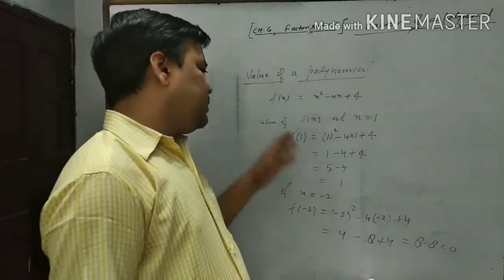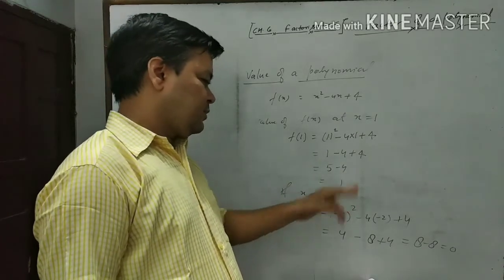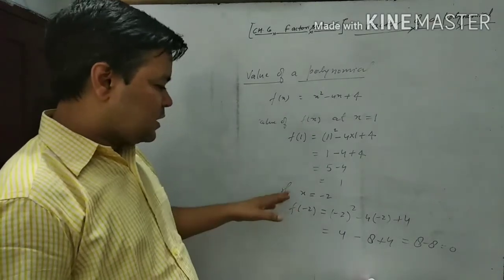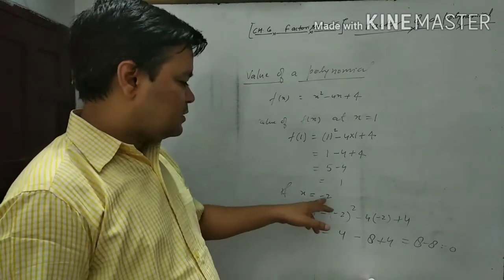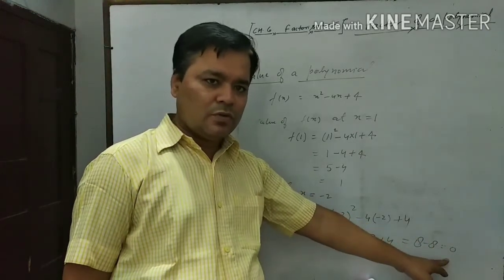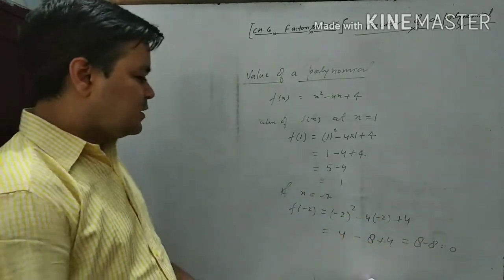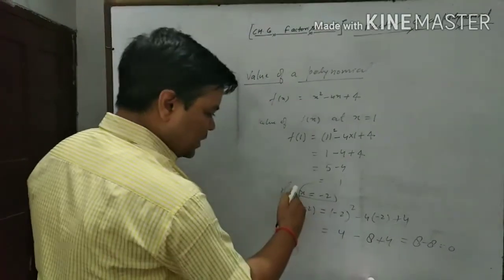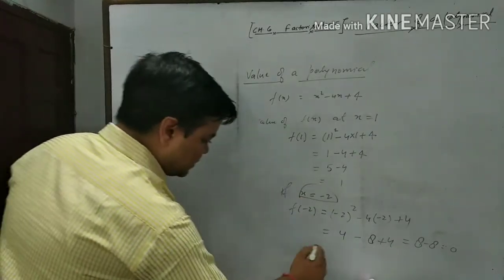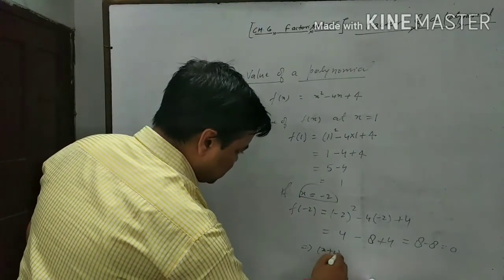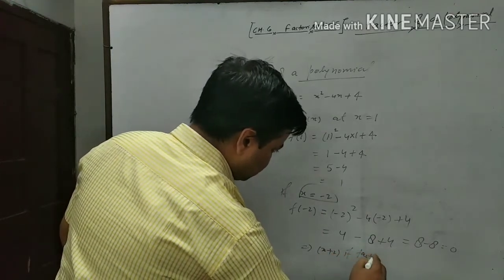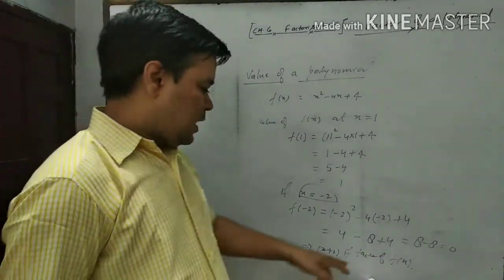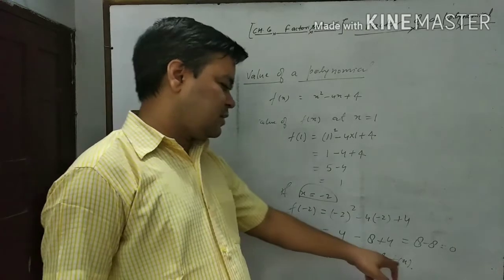So on the basis of this we can make a conclusion. What type of conclusion can we make? Since the value of the polynomial at x equal to minus 2 is equal to 0, we can say that x minus (-2), if this minus 2 comes to this side, it will be x plus 2. So this implies that x plus 2 is a factor of f(x).